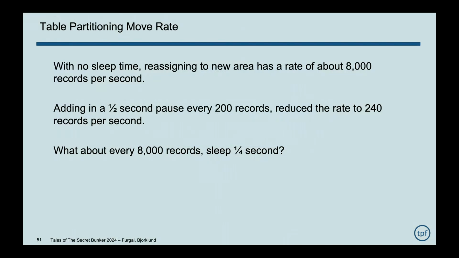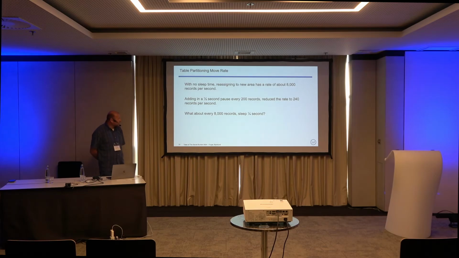So let's do some analysis. When I was doing the table move, the table petition move by itself, it could do 8,000 records per second. So when I put every 200 records move, sleep half a second, that dropped the rate down to 240 per second, because the majority of the time I'm sleeping now. So I said, well, we're sleeping too long and we're doing it too often. So what if I said, if I could do 8,000 records per second, why didn't I every second sleep for a quarter second? Just making this stuff up, right?